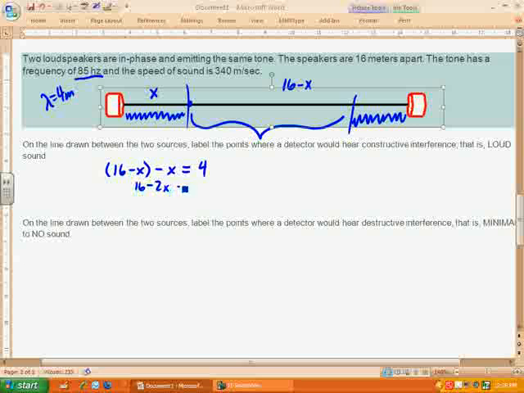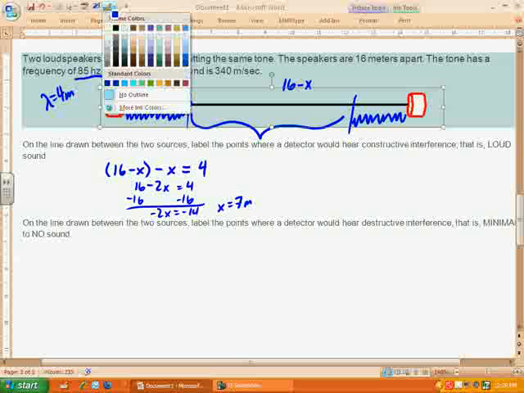And so you can go 16 minus 2x equals 4. Minus 16, and we get x equals 7. So x could be 7 meters, right? So we could then draw a point on here. I'll go ahead and change my color.